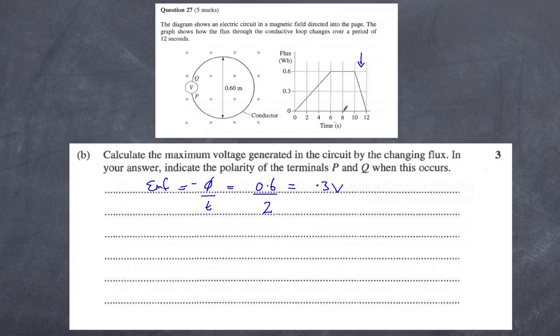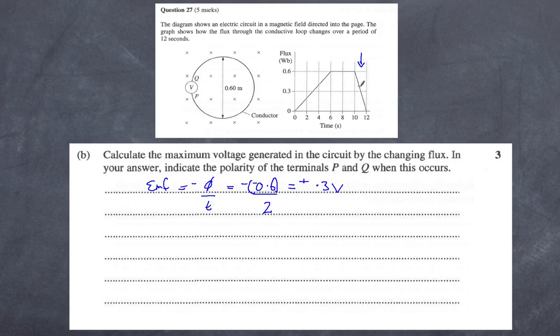Now the important thing is that this slope is negative, but of course the EMF is negative that, so therefore this needs to be a positive value. If you worked it out over here, then the voltage would be negative here. So it says in your answer indicate the polarity of the terminals. So now what we need to do is to work out which side is positive and which side is negative.